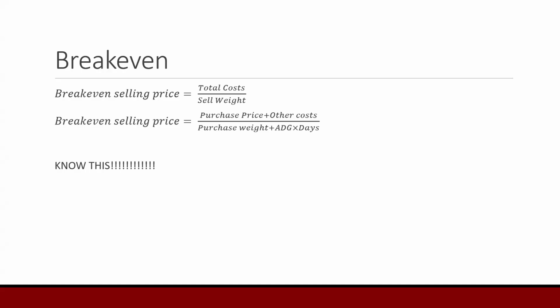Does that make sense? So if I give you a scenario where you have 150 days, and over that 150 days, they're putting on 2 pounds of body weight per day. So purchase weight plus 300, 150 times 2, would be your sell weight. Does that make sense? Everybody understands what I'm saying when I say average daily gain? Okay.